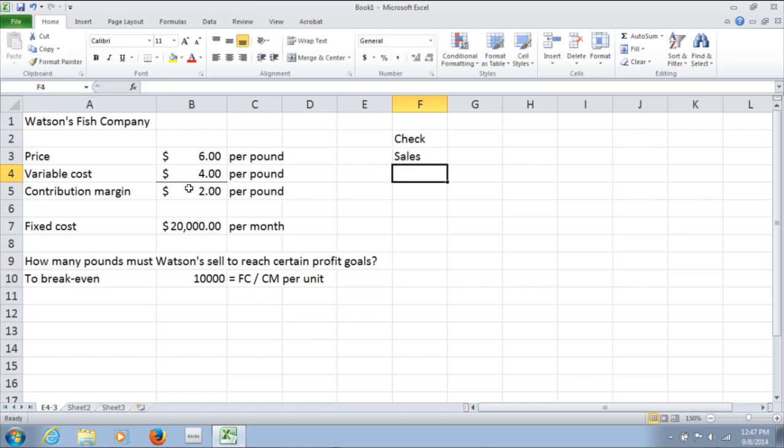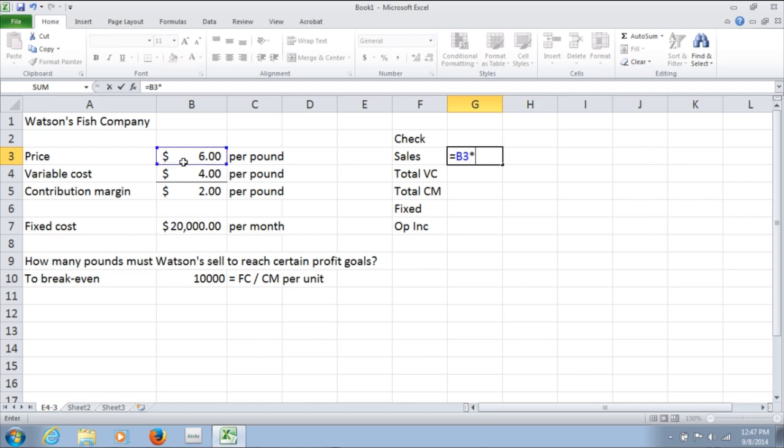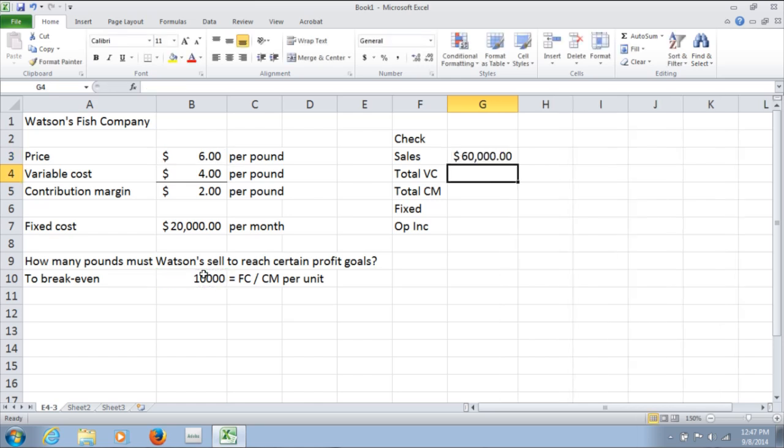is to create a mini income statement here where we have our sales, total variable cost, total contribution margin, fixed cost, and then our operating income. So if we take our sales number of $6 per pound, multiply that by the 10,000 pounds, lock that cell reference in here, we have $60,000 of revenue, $40,000 of variable costs.